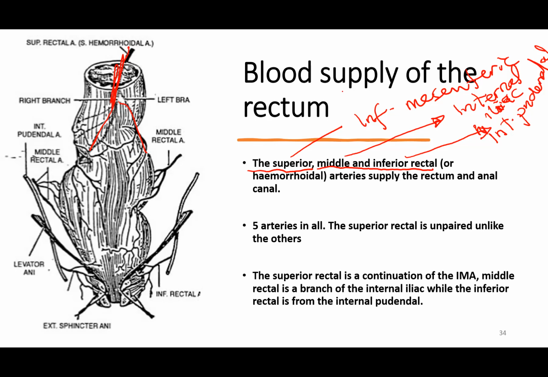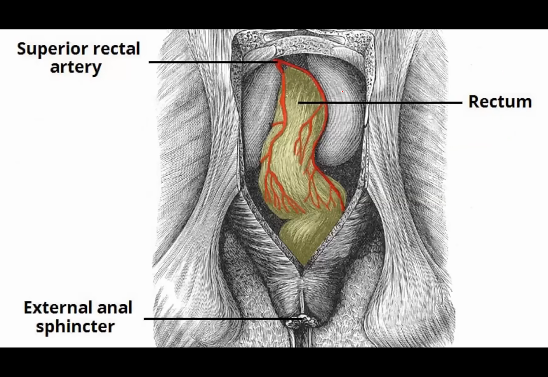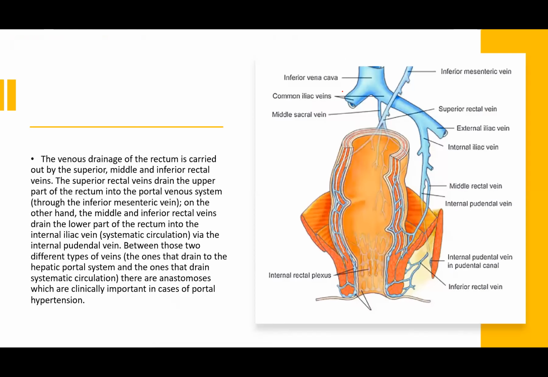Okay. So please take note of the blood supply of the rectum and the anal canal. This is just also depicting how the superior rectal artery divides into the left and the right branch that subsequently anastomose to the middle and the inferior rectal arteries. Now, what is the venous drainage of the rectum?